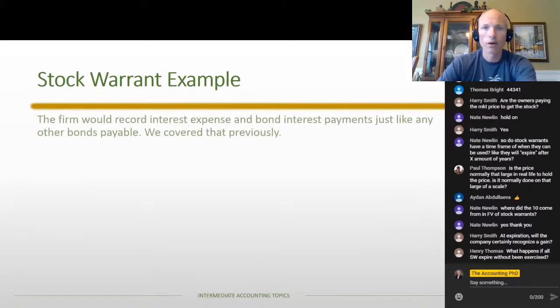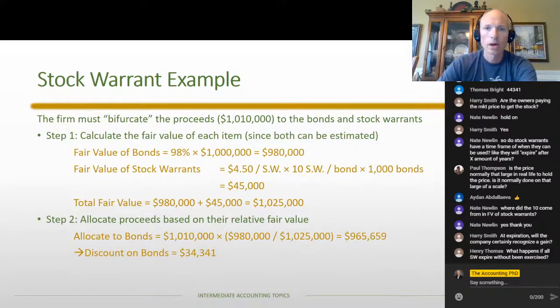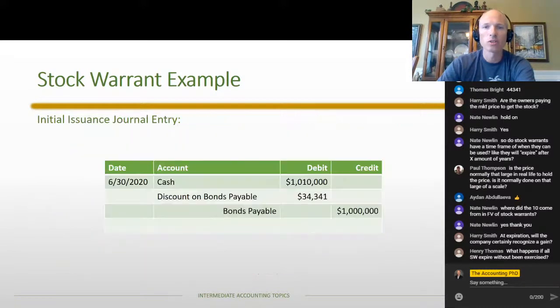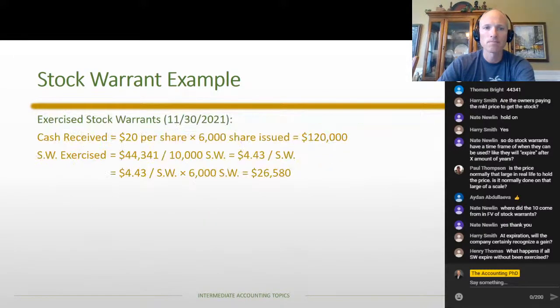Let's go back and figure out, well, how many stock warrants are there? Go back. $10, so there's 10,000 stock warrants in total. 10 stock warrants per bond times 1,000 bonds. And so that means we have $44,341 allocated to 10,000 stock warrants.